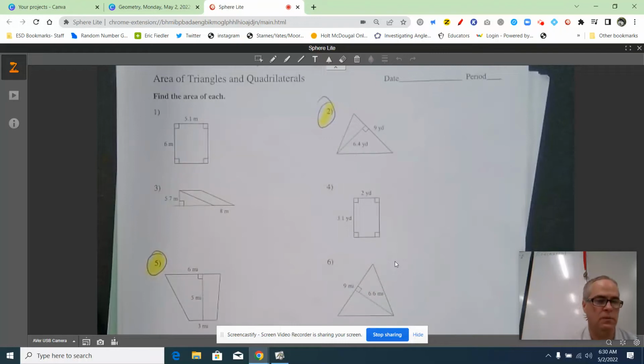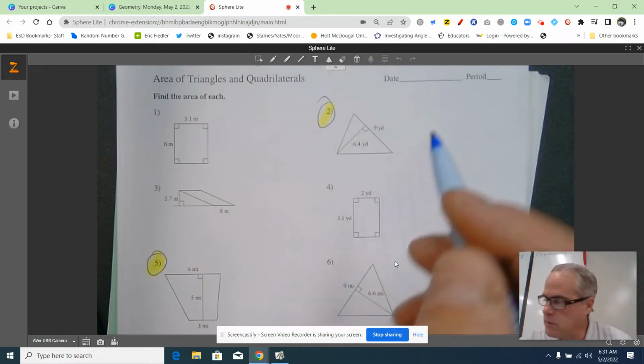Hi, everybody. Couple things on area. We just on Friday talked about area of a parallelogram. Today, a couple videos on area of a triangle and area of a trapezoid. Okay, so let's do number two.